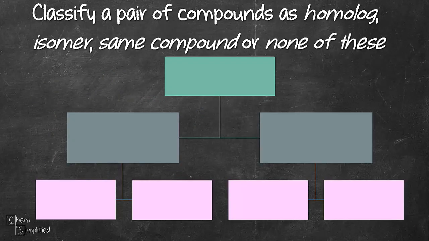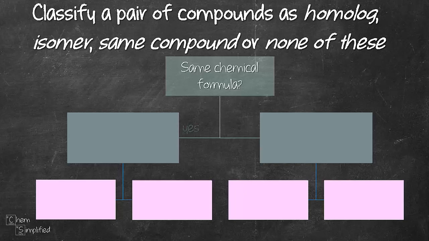So as promised, here's an easy to follow flowchart that will help classify a pair of compounds as homolog, isomer, same compound, or none of those three. So we start by asking a series of questions that will lead us to the correct classification. So let's start by asking the first question. Do they have the same chemical formula? Meaning, do they have the same number of atoms for each type of element?